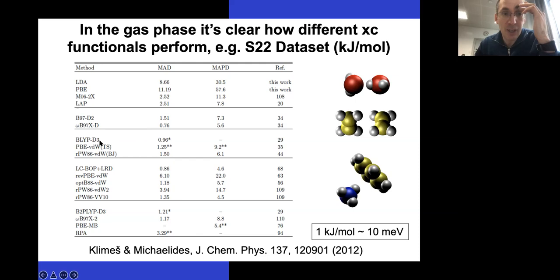But if you go to something like Grimme's D3 correction, then we have BLYP plus D3, we get a value of less than 1. A few years ago, we were involved in developing non-local van der Waals functionals. So here's one that came from my student, Jiří Klimeš. That functional gives, again, a value of around 1 kilojoule per mole error. So in the gas phase, for small intermolecular complexes, we have now density functionals that deliver a very high level of accuracy.